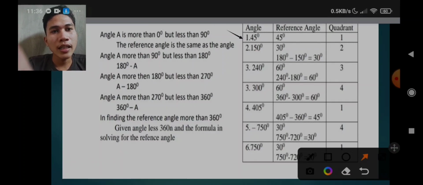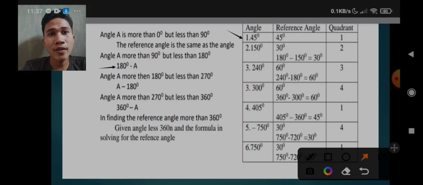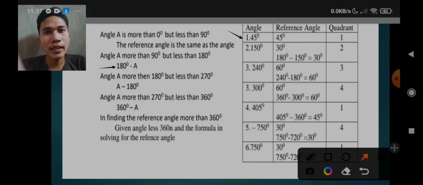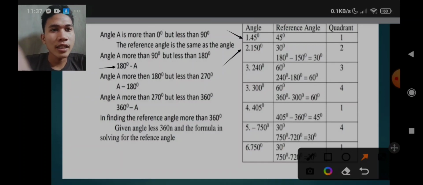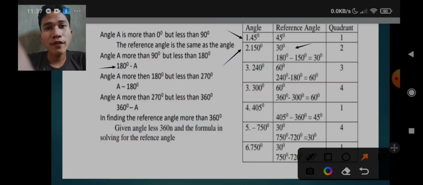But if the angle is more than 90 degrees but less than 180 degrees, the formula is 180 degrees minus angle A. So for example, the given angle is 150 degrees. So 180 degrees minus 150 degrees. So our reference is 30 degrees. And we all know that 150 degrees is in quadrant 2. So the quadrant is quadrant 2.